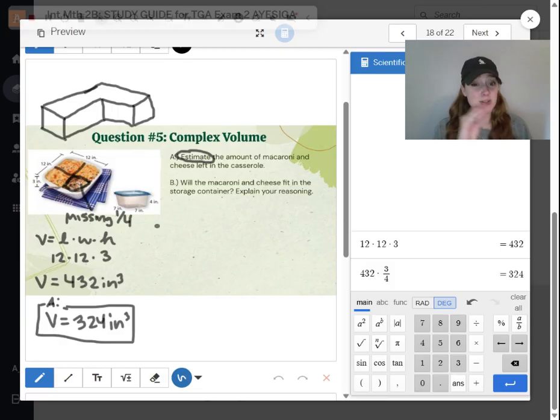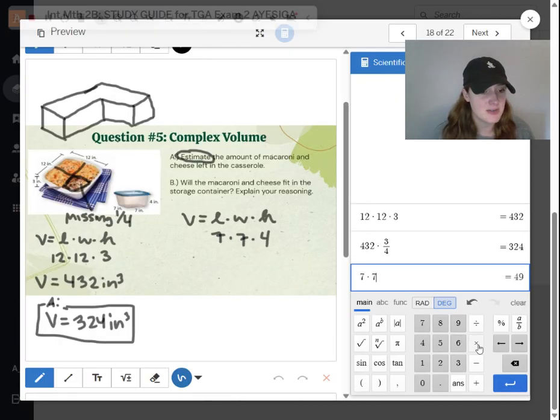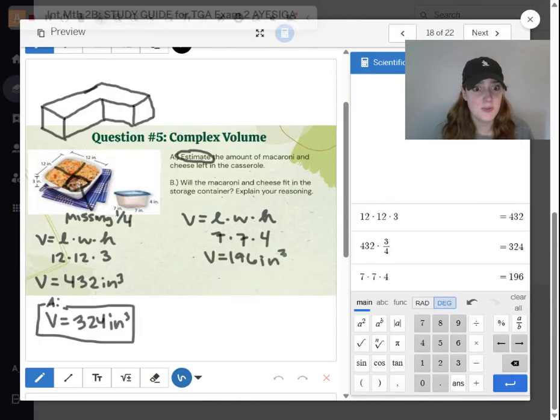Now we're going to check, will this fit in this storage container? And we have to explain our reasoning. So it might be helpful if we knew the volume of that storage container so we could compare volumes. So second volume. Again, length times width times height. 7 times 7 times 4. So the volume of our storage container is 196 cubic inches.